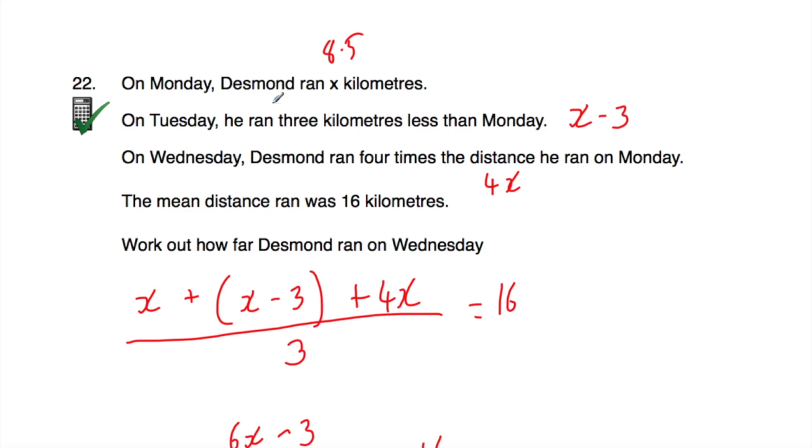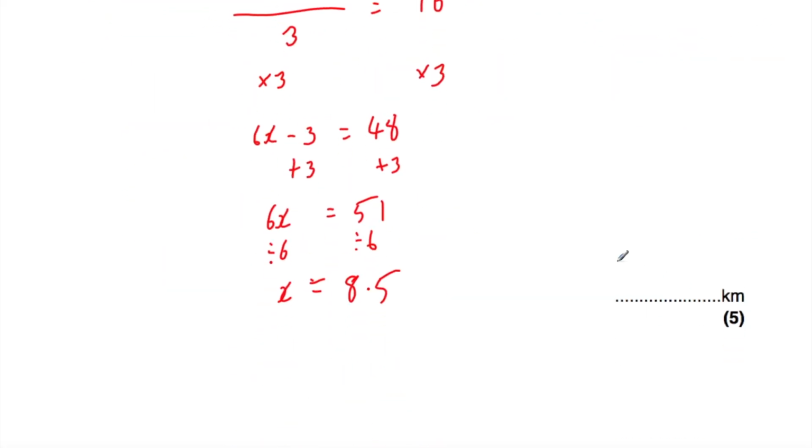On Tuesday he ran 3 kilometers less, so that's going to be 5.5. And on Wednesday, which is what we're trying to find out here, how far did he run on Wednesday, that's 4x. So it's going to be 4 times 8.5. If we times that by 4, we can find out how far he ran on Wednesday. So we're going to do 8.5 times 4. And 8.5 times 4 is equal to 34. So he ran 34 kilometers on Wednesday. 34 kilometers. And that's it.